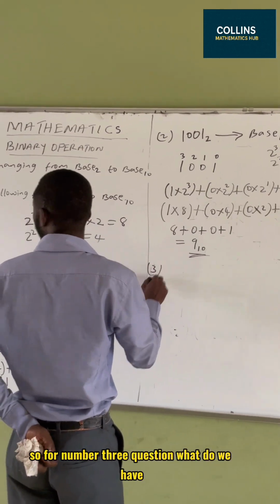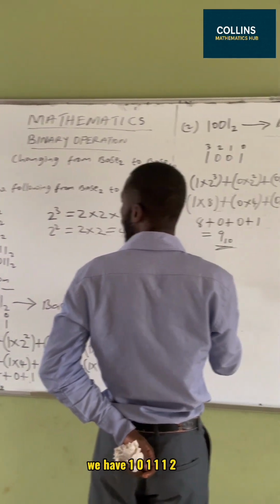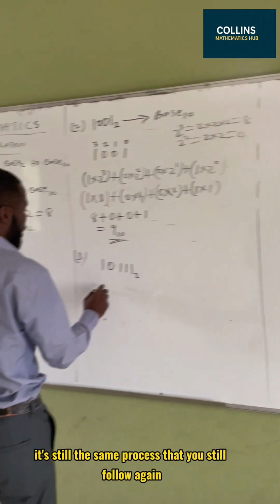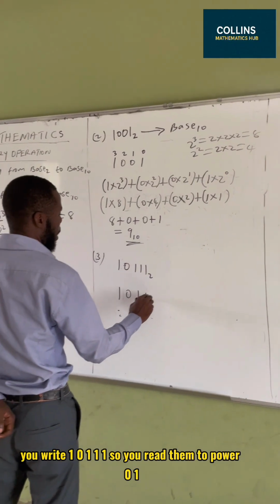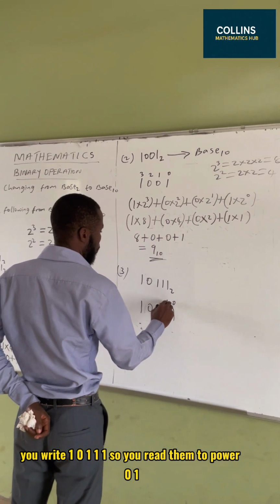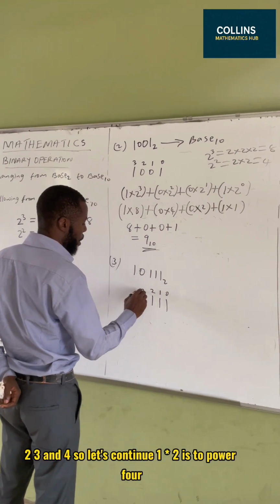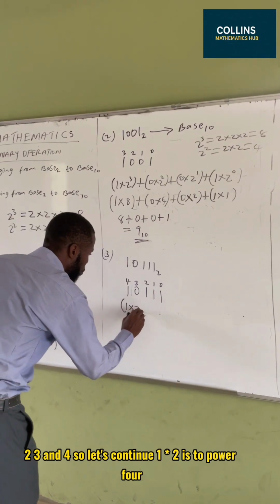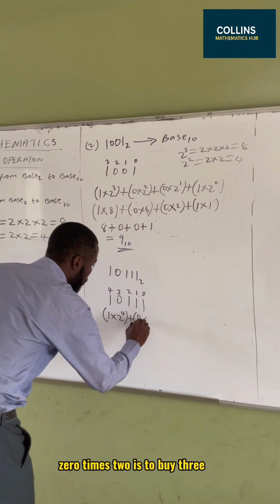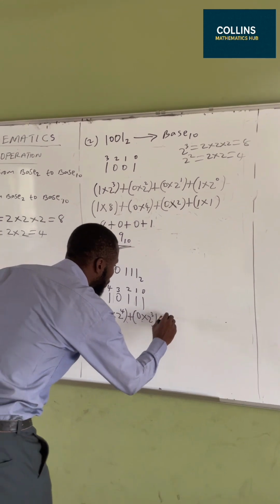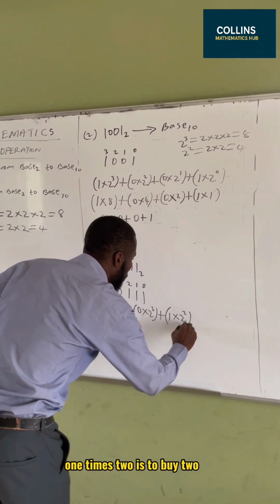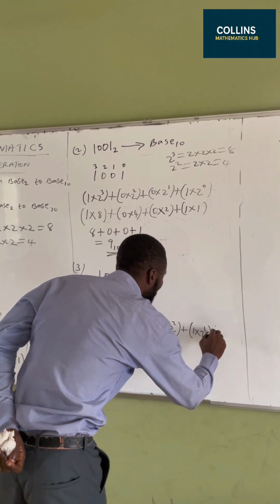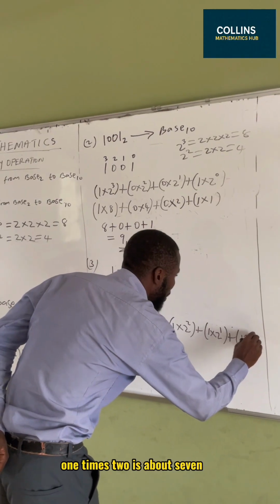So for number 3 question, what do we have? We have 10111 in base 2. It's still the same process that you follow again. You write 1 0 1 1 1. So you raise them to power 0, 1, 2, 3 and 4. So let's continue. 1 times 2 raised to power 4. 0 times 2 raised to power 3. 1 times 2 raised to power 2. 1 times 2 raised to power 1. 1 times 2 raised to power 0.